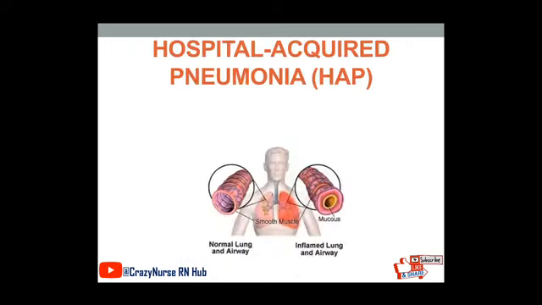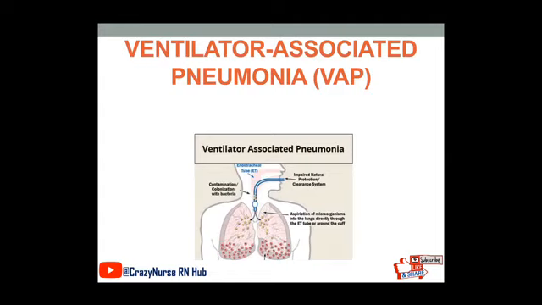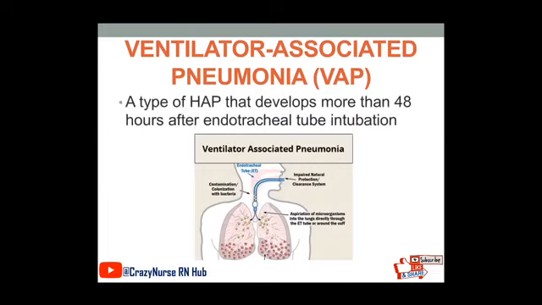We also have your hospital-acquired pneumonia, the HAP. It develops 48 hours or more after admission and does not appear to be incubating at the time of hospital admission. We also have your ventilator-associated pneumonia, the VAP. It is a type of hospital-acquired pneumonia that develops more than 48 hours after endotracheal tube intubation.